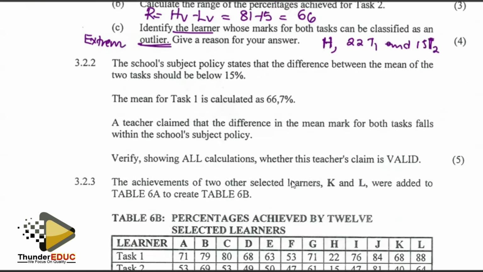Remember we said outliers are extreme. Those numbers don't belong with the other ones that are given. They are not that close.